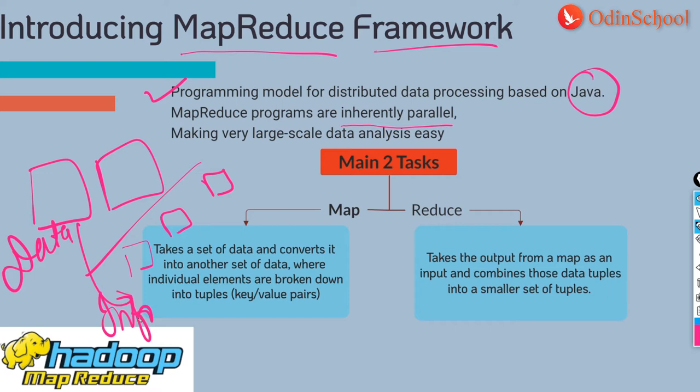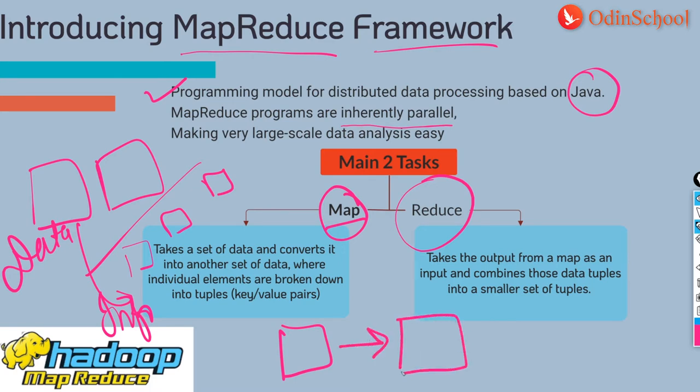Basically, the MapReduce algorithm contains two important tasks. The very first one is the map task, and the second one is the reduce task. The map task will take a set of data. Let us say you have some data set. It will take the data and try to convert it into another set of data. But this output data has individual elements broken down into various tuples. And each tuple will have a key value pair, like key value 1, then key value 2, something like this. So the whole data set is divided into various key value pairs.